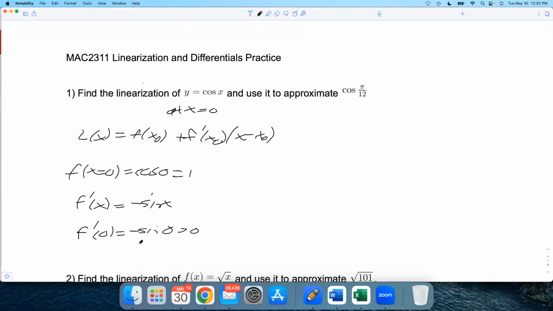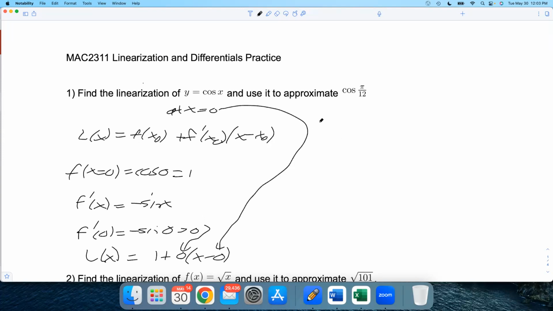So this means the equation of the tangent line of cosine of x near 0 is the original value plus the derivative times x minus the starting value. So that went right there, and that went right there. That means cosine of x near 0, only near the starting point, is approximately equal to just 1. So cosine of pi over 12 will be approximately 1.